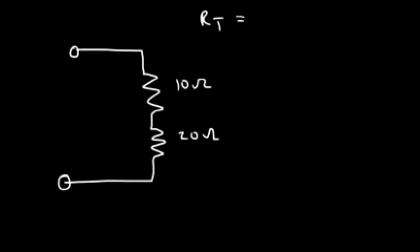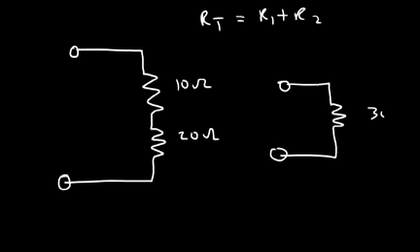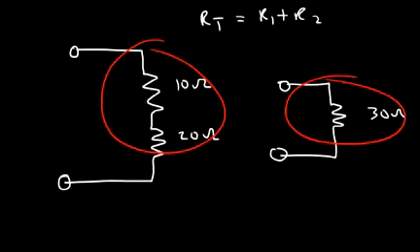It's simply R total equals R1 plus R2. So it will just be 10 plus 20, which becomes 30. So the equivalent resistance is equal to 30 ohm. Okay, now let's see the second circuit.